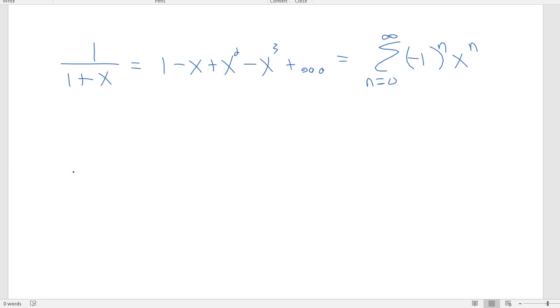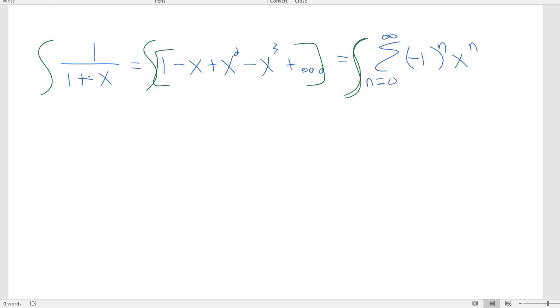I'm going to get a little sloppy. I apologize for this. I'm going to integrate the function 1 over 1 plus x, which means I'm going to integrate its power series, which means I'm going to integrate the sigma notation of its power series. I'm going to do an antiderivative of my function.